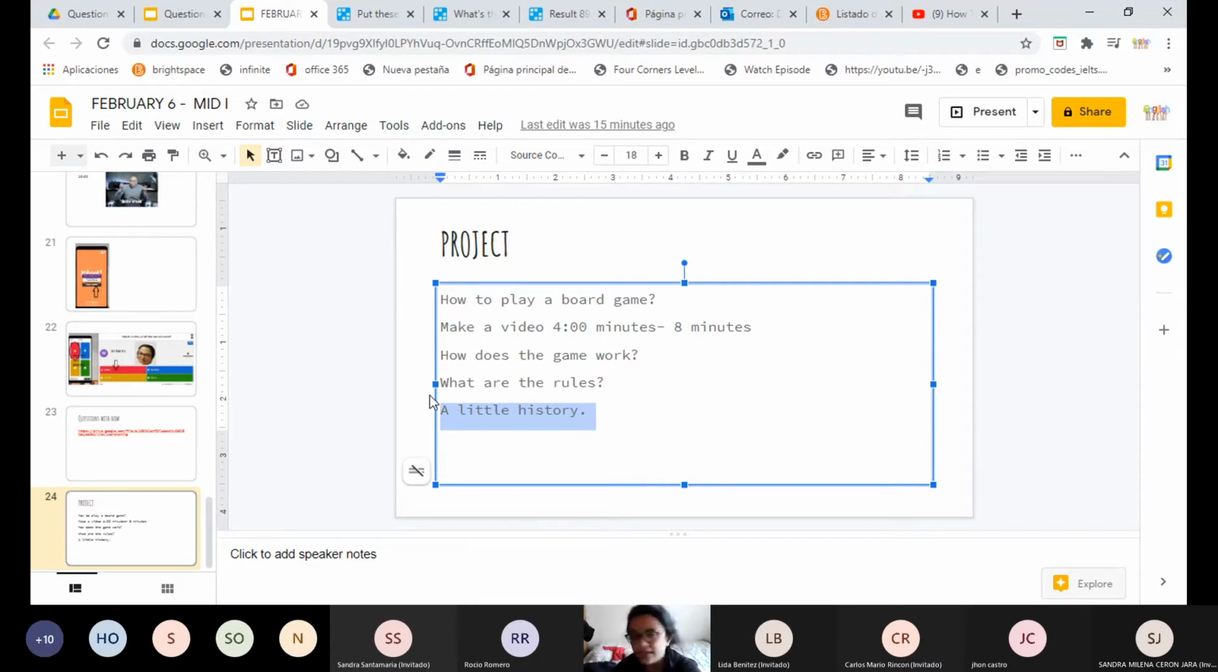If you don't have any history about the game, use your creativity. I'm not going to judge if it's true or not, but the idea is to practice with past tense, and it doesn't have to be long. It's not 5 minutes talking about the rules or the history or how the game works. It's a complement of everything, as we did in the video.